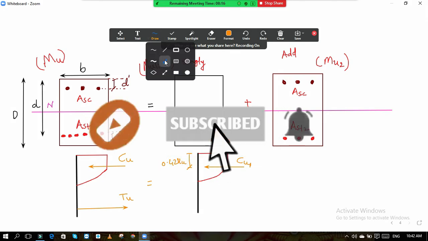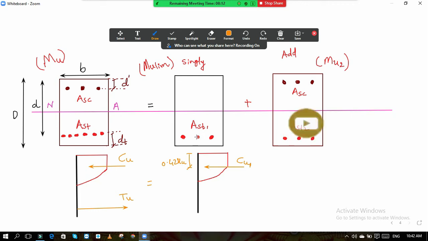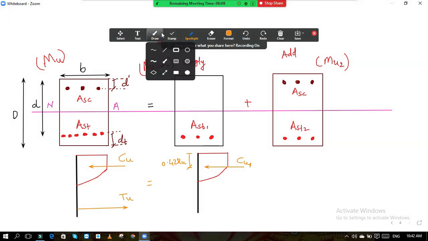And where is your total tensile force? Your total tensile force will be here again at this level, for the singly reinforced section. I will draw somewhere here. So this is your Tu1. Okay, you know this value Cu1. What is Cu1? 0.36 fck b into Xu. And what is Tu1? 0.87 fy into Ast1.